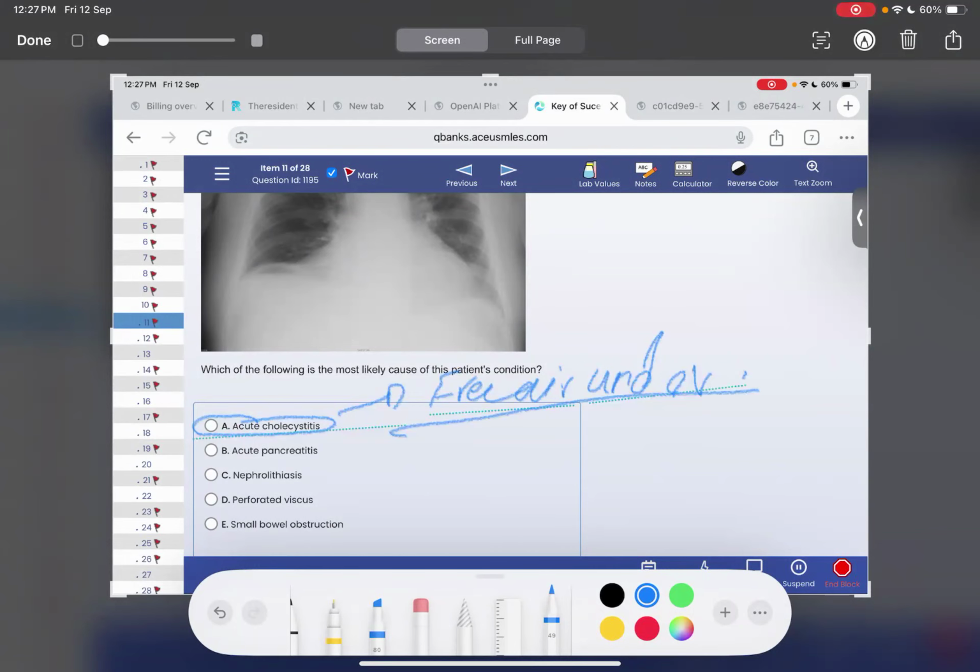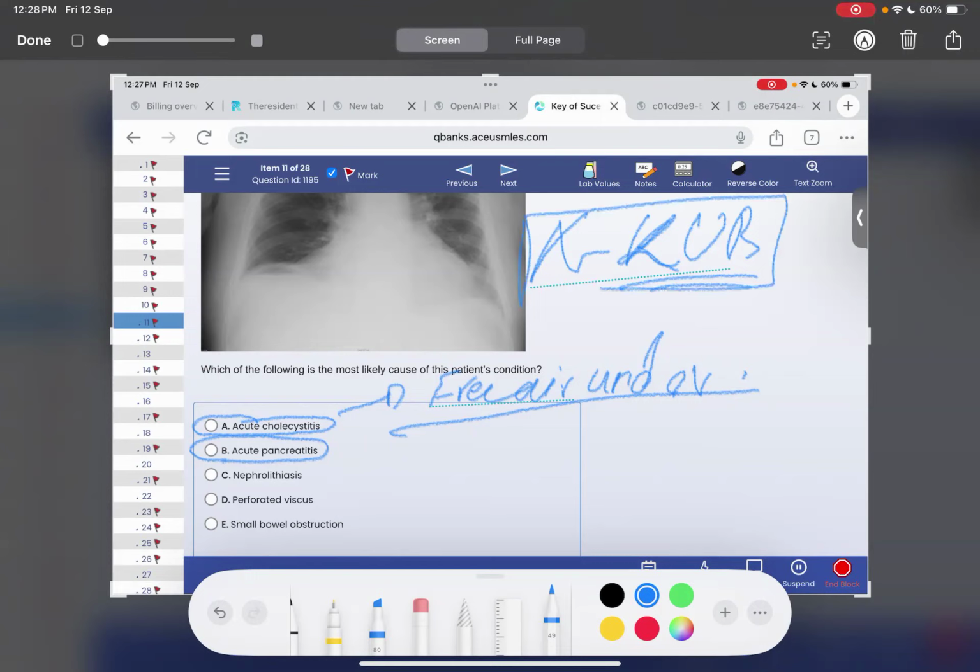Yes. Acute pancreatitis pain is referred toward the back. And nephrolithiasis typically has colicky pain, flank pain, radiating toward the groin. So there should be an X-ray of KUB, kidney ureter bladder, in which we diagnose whether it is a radiolucent or radiopaque stone. But this is not an X-ray of KUB, it is a chest X-ray. So I also excluded this.